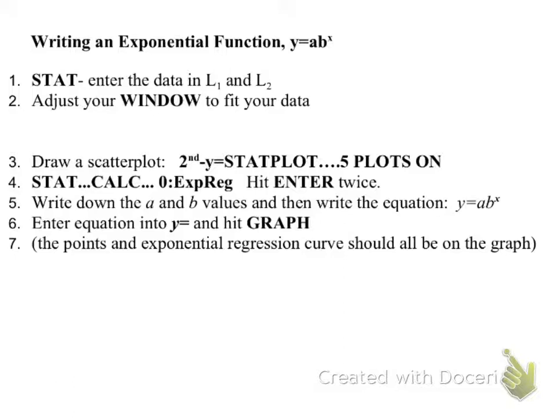And the second time you hit enter, it should tell you that the model is y equals a times b to the x. It should give you an a value and a b value. It may or may not give you an r squared and an r value. Whether it does or doesn't, that doesn't matter. So you just need to write down the a and b value, and if you'll notice in your note packet there is a spot for those. And I'd like you to round to 4 decimal places.